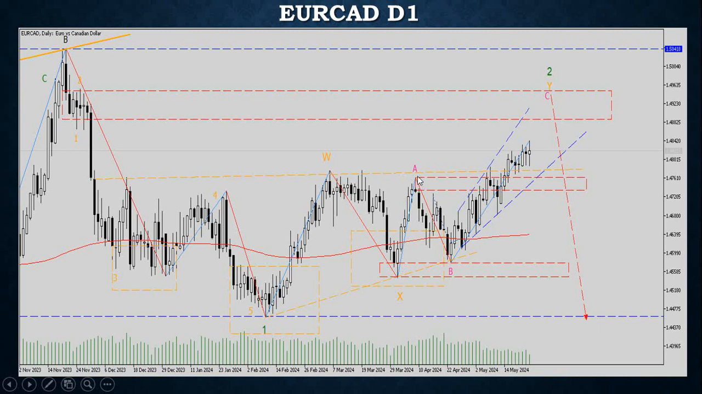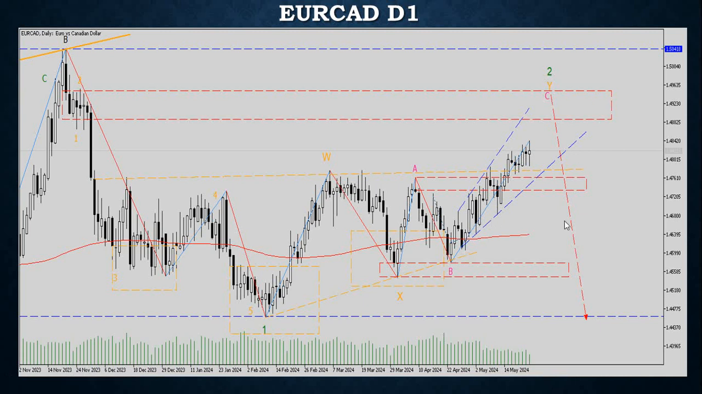So for me, wave A was completed as the bullish impulsive move. As you can see, traders, this is very clear. This is a bullish impulsive move, and then we have the correction here. As you can see, we have the zigzag, which is wave A, then wave B, then wave C. Okay, so now for me, this wave C under this formation of wave Y is going to be completed, based on my analysis.